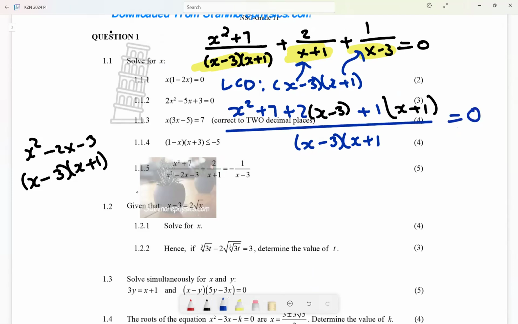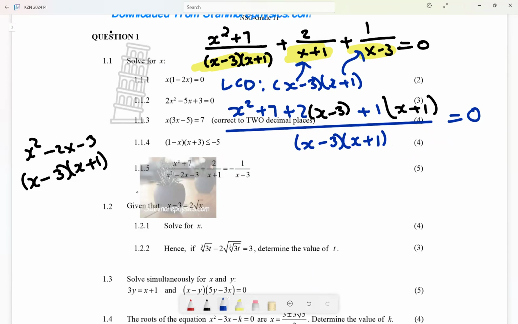This will equal to 0, okay? Then I'll try to simplify. And now I want you to take note, when you cross multiply, this will become 0. So now the rules of equations say, if you have a common denominator, you can ignore the denominator only in equations. But if you work with expressions, you cannot.